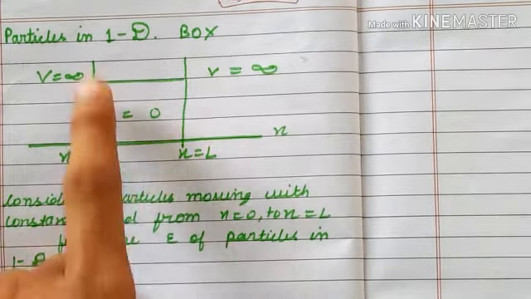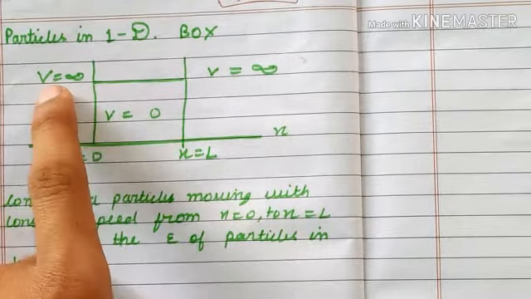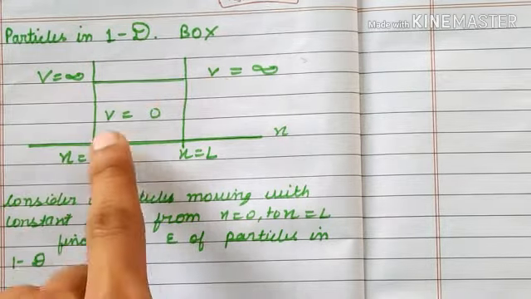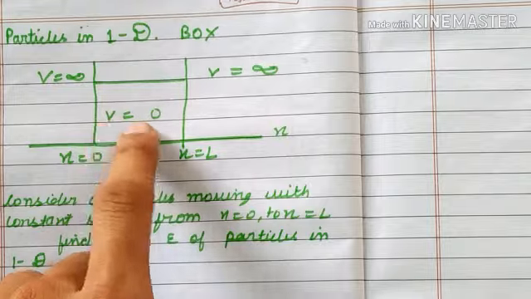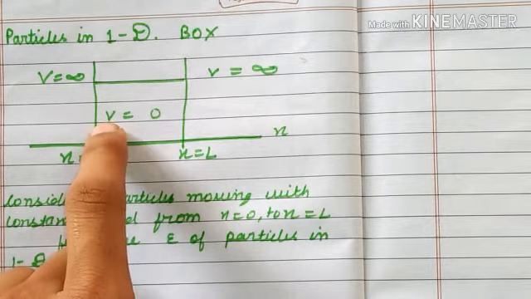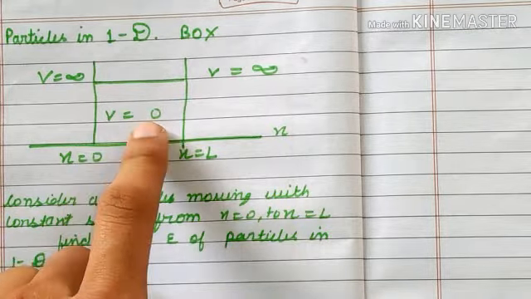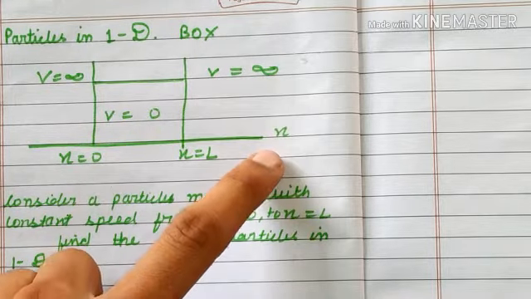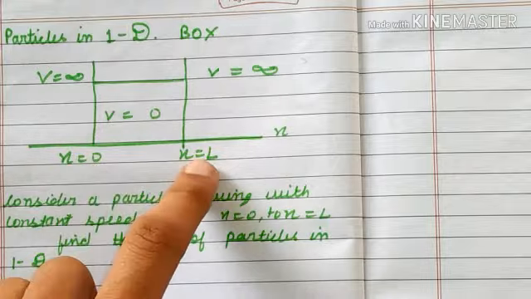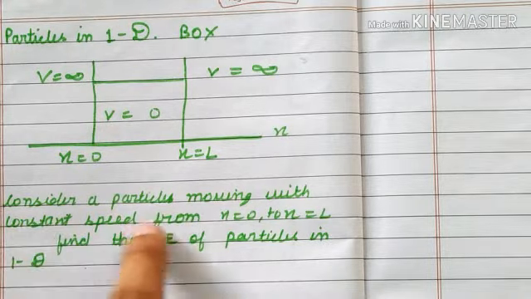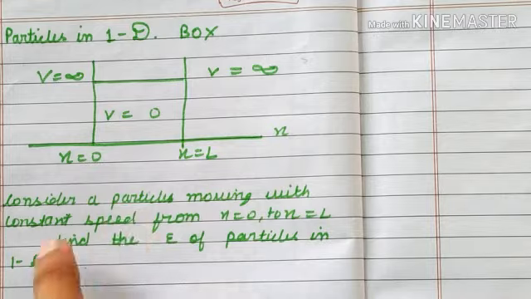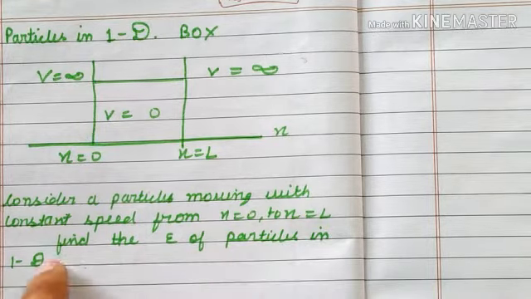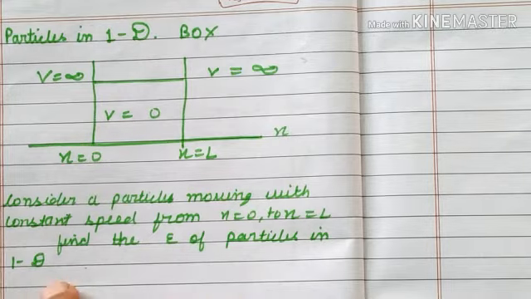First of all, we take a diagram. V infinity, the particle is outside the box, and V is 0. The potential energy of a particle inside the box is 0, and the particle moves along the x direction, from x equal to 0 to x equal to L. Consider the particle moving with constant speed from x equal to 0 to x equal to L. Finding the energy of a particle in a box.